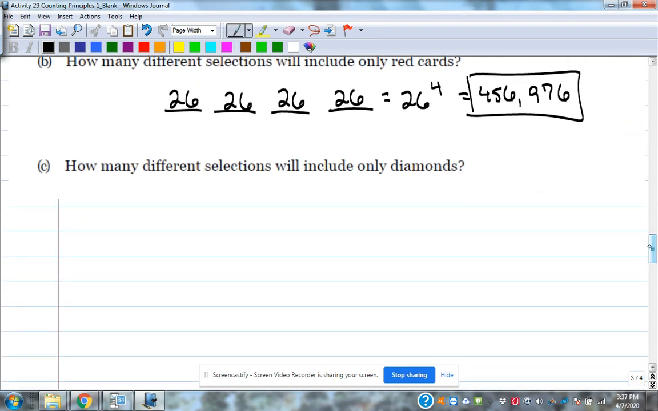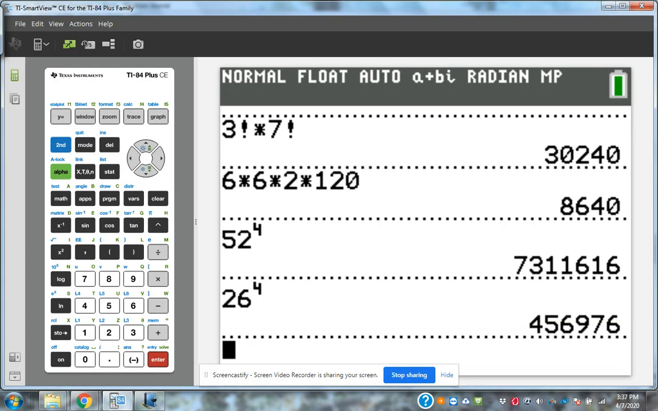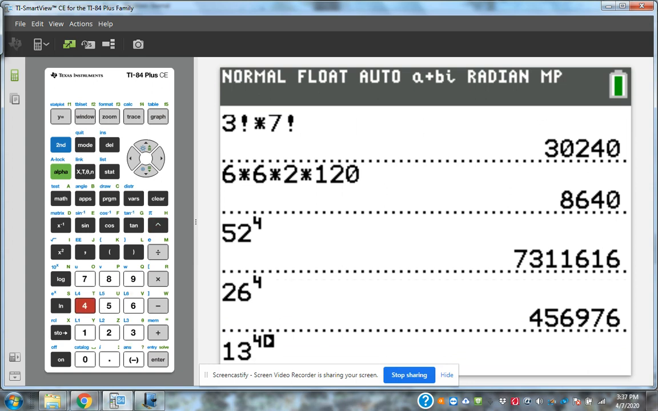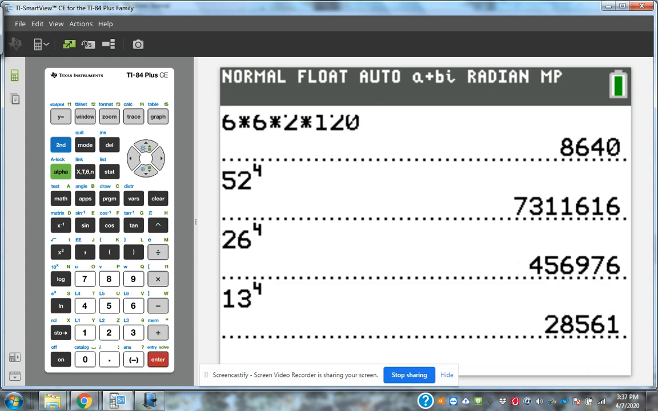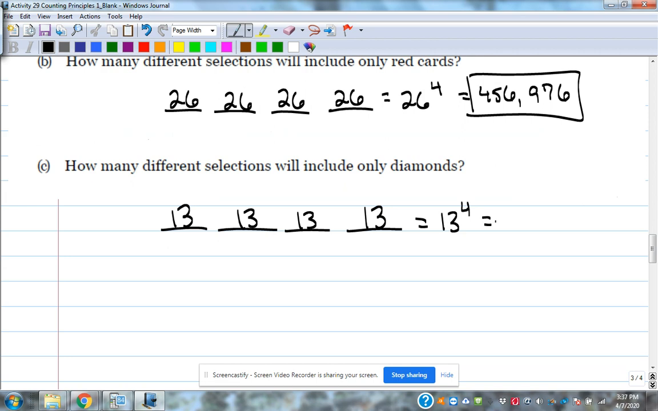How many different selections will include only diamonds? Okay, so we're narrowing it down even further. How many diamonds are in a deck? There are 13 diamonds in a deck, so there's 13 choices to pick a diamond on the first card selection. Put it back. 13 on the next one. Put it back. 13 on the third one. 13 on the fourth one. 13 to the fourth power. 28,561.